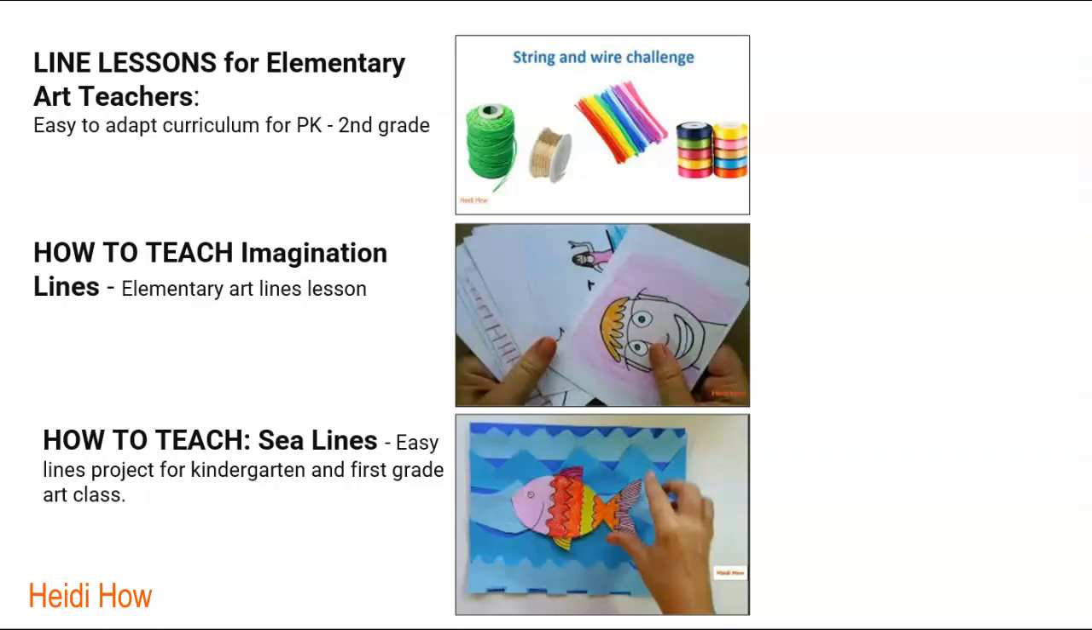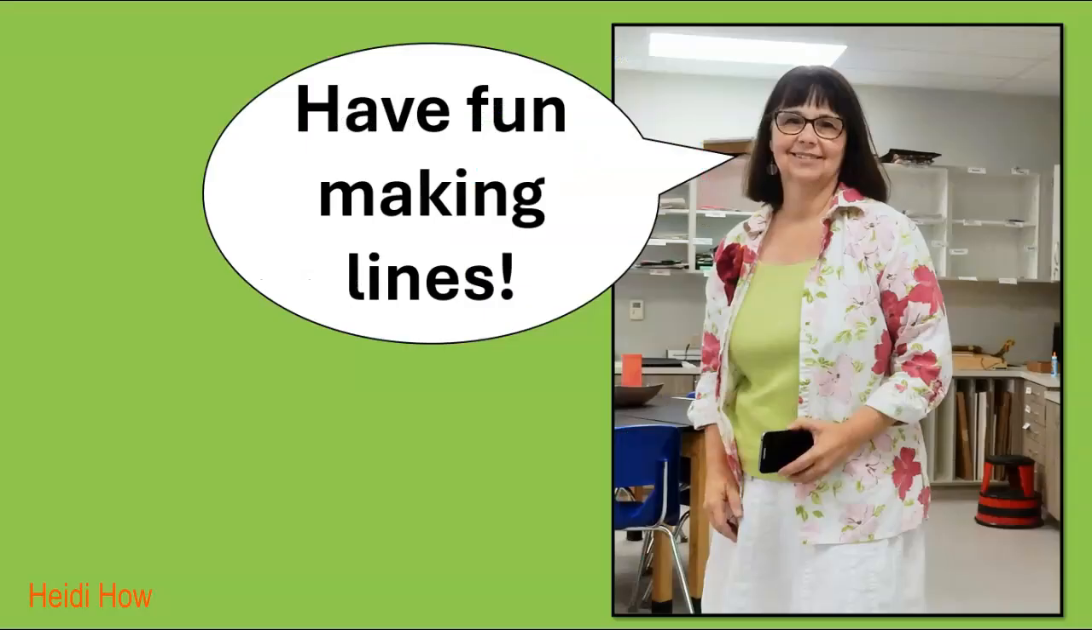The Sea Lines project is a variation of the line collage that I showed earlier. All of the lines are done in shades of blue. They make waves, and on top of that line collage, we then draw and add different sea creatures. You can see my little fish there has different kinds of lines on him. All of these videos are already posted on my Heidi House site, so check them out. And have fun making lines.